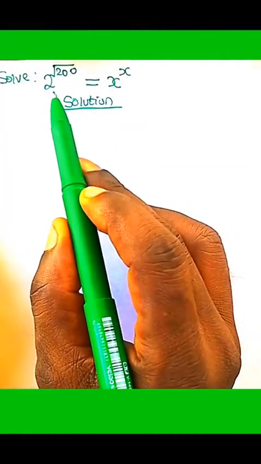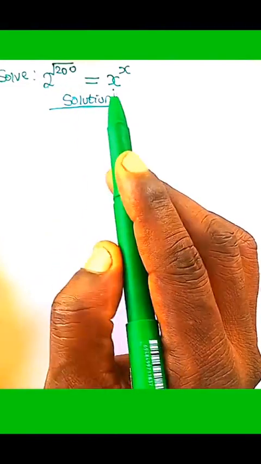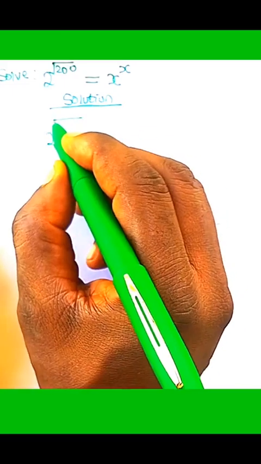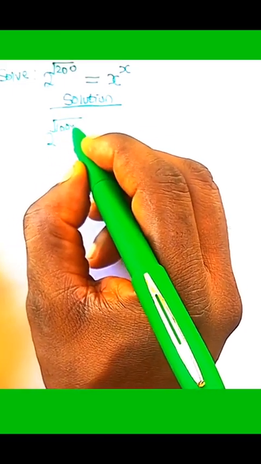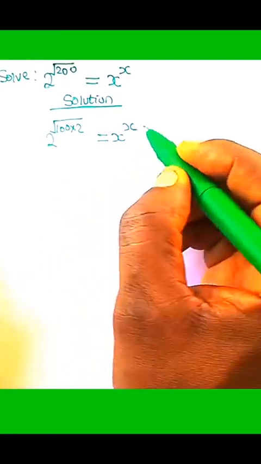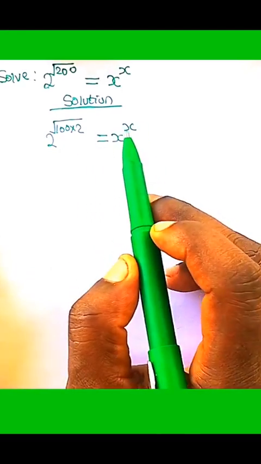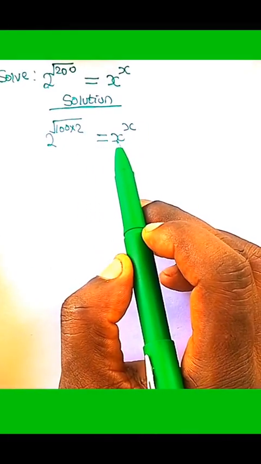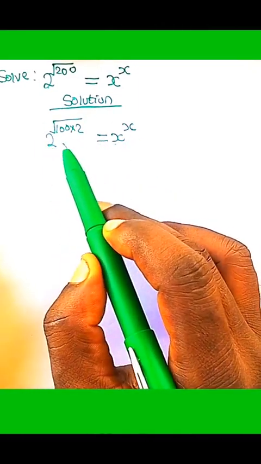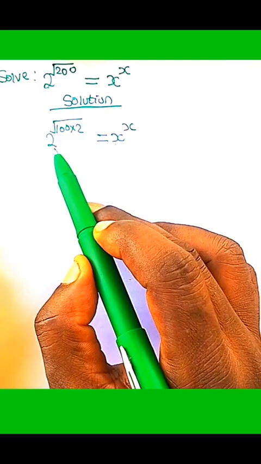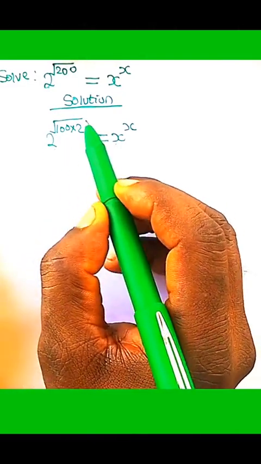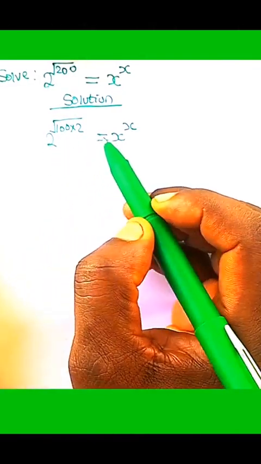Let us solve this problem. 2 raised to the power 200. You can reduce this to something like 2 raised to the power 100 times 2 equals x to the power x. So, look at the right hand side. The base and the power are the same. If you can manipulate this and you get a number in which the base and the power are the same, then you are done. So let us keep on manipulating the left hand side to achieve that aim.